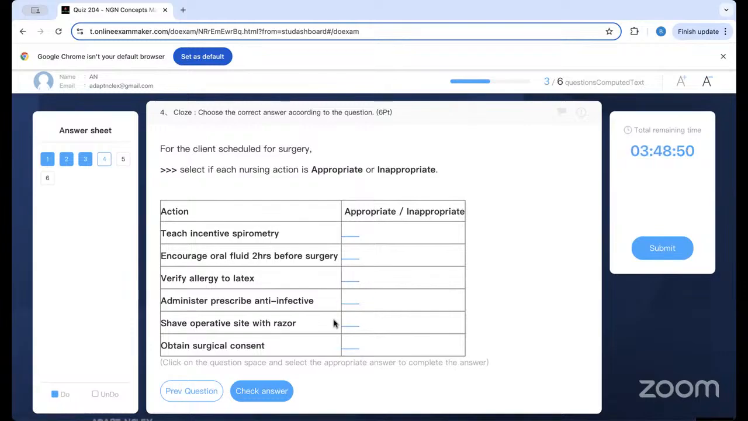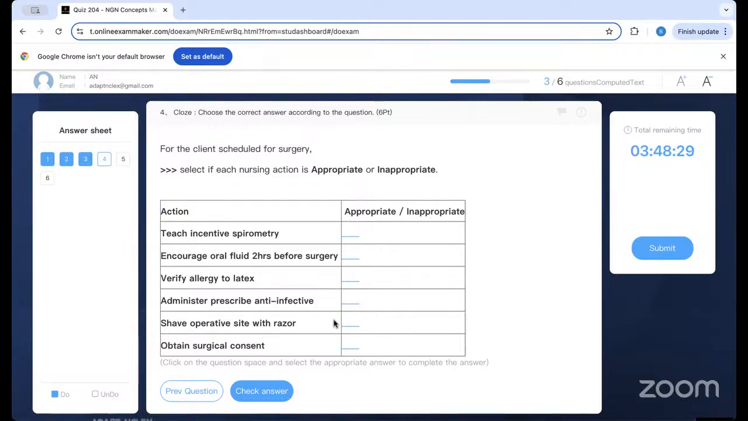For the client scheduled for surgery, right? These are like standalone. Select if each nursing action is appropriate or inappropriate. If you are the nurse taking care of this patient scheduled for surgery: teaching incentive spirometer, is it appropriate or inappropriate?